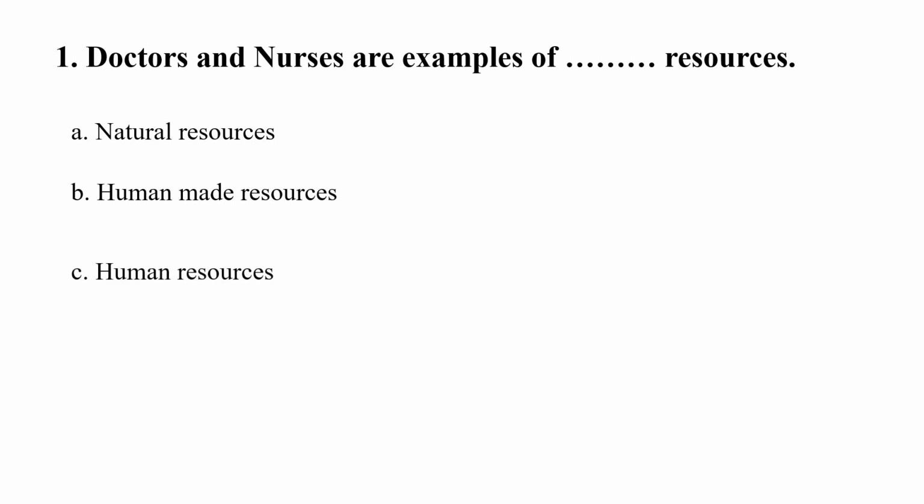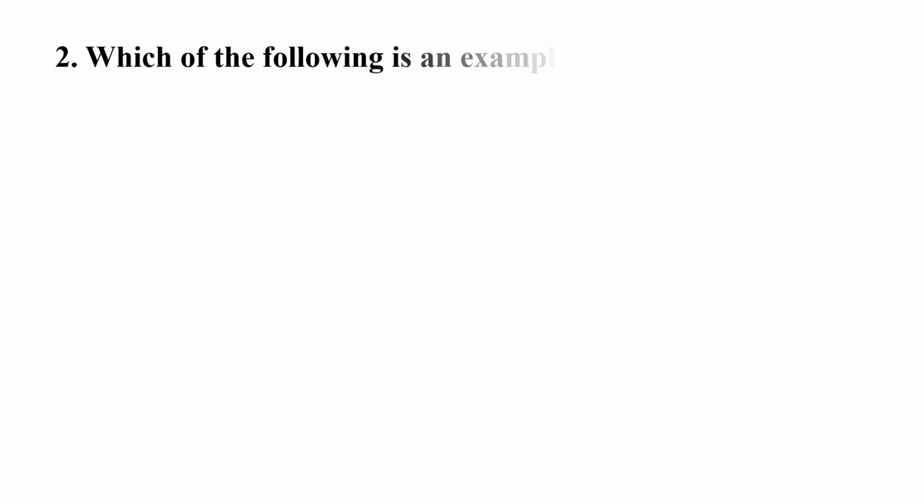So let us check what you have grasped from today's discussion. Here are some questions for you. Question number 1: doctors and nurses are examples of dash resources, and your options are A. Natural resources, B. Human-made resources, C. Human resources, or D. None of the above. And your correct answer is C, human resources.